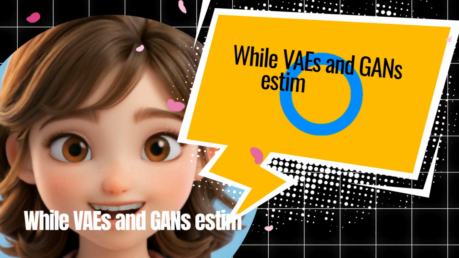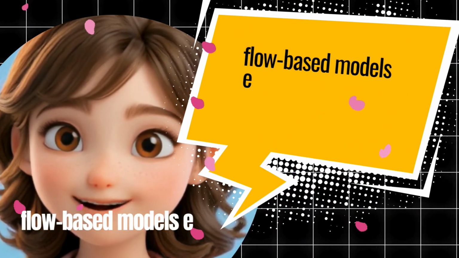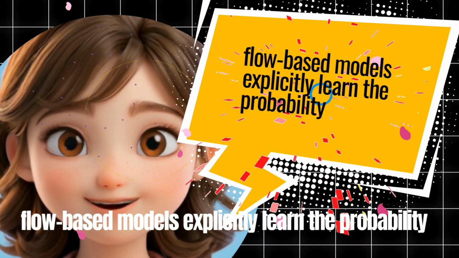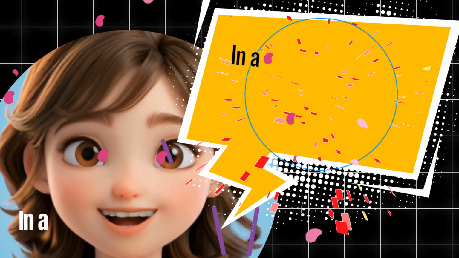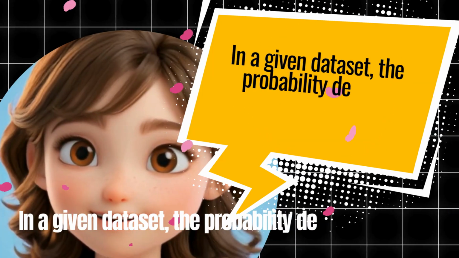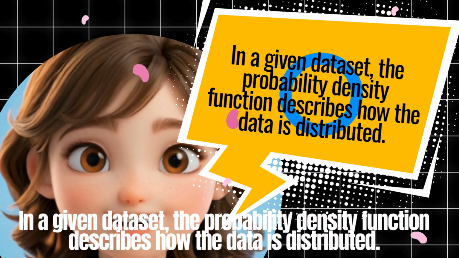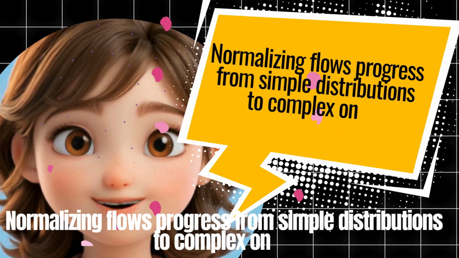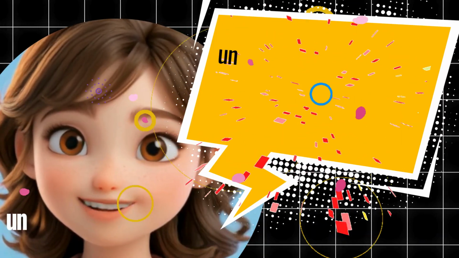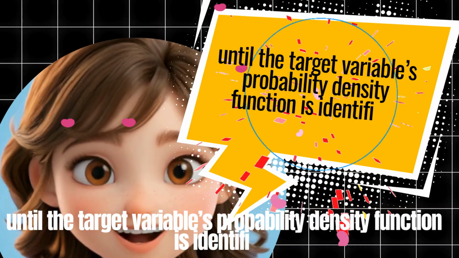While VAEs and GANs estimate data distributions, flow-based models explicitly learn the probability density function for the dataset. In a given dataset, the probability density function describes how the data is distributed. Normalizing flows progress from simple distributions to complex ones until the target variable's probability density function is identified.